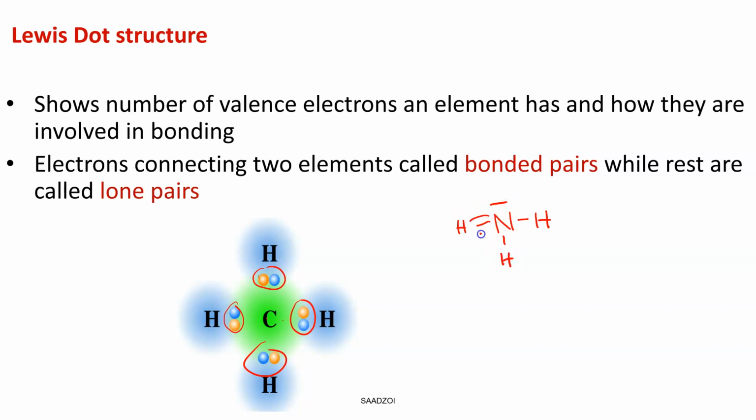Now, there's 1, 2, 3 bonded pairs here, but there's also a lone pair. This is what a lone pair is. The way you could distinguish a lone pair from a bonded pair is that it's not connected to another element. Whenever a pair of electrons are not between two elements, you call it a lone pair.